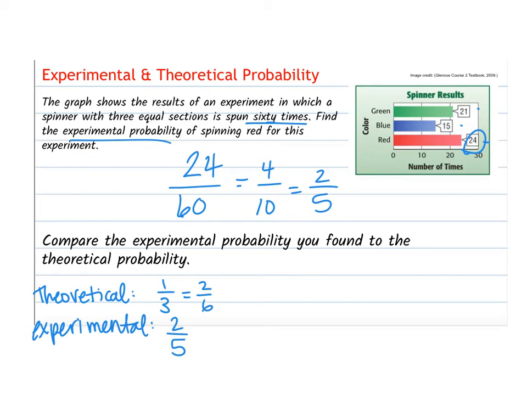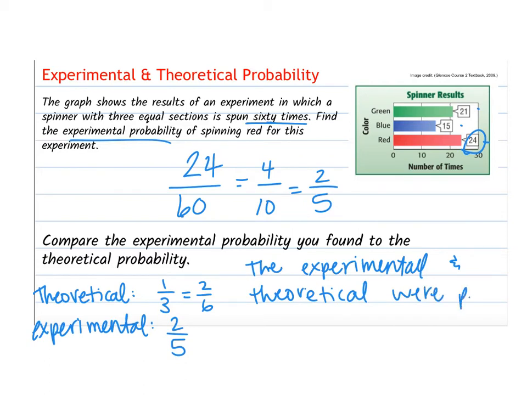So you could say, when you're comparing them, the experimental and theoretical were pretty close. Or let's say you had them that were super far apart. You could say that they were very far apart and they weren't close together and you didn't quite get as many as would be expected.